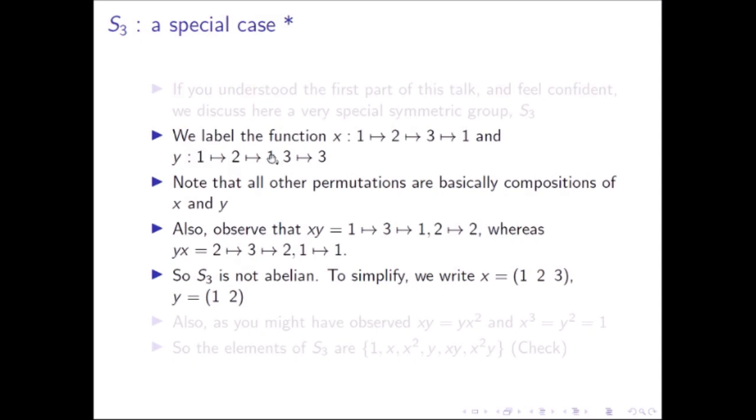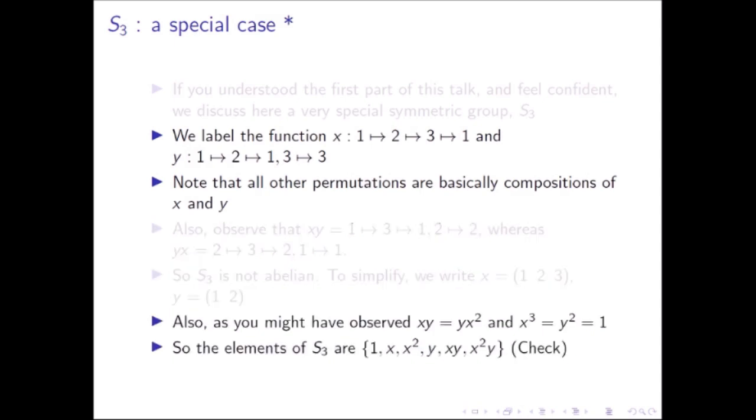And y square is identity, and x cube is also identity. So we have identity, x, y, x square, xy, and yx. That is 6 elements, and S3 has 6 elements, so all these 6 elements are basically all the elements of S3. Try it out. Again, we have this property over here, indeed, xy is equal to yx square, which we will soon prove, and x cube is equal to y square is equal to 1, and all elements of S3 turn out to be 1, x, x square, y, xy, and x square y.